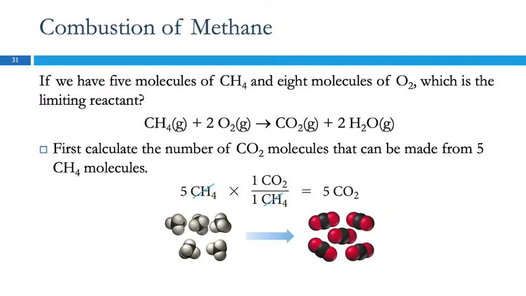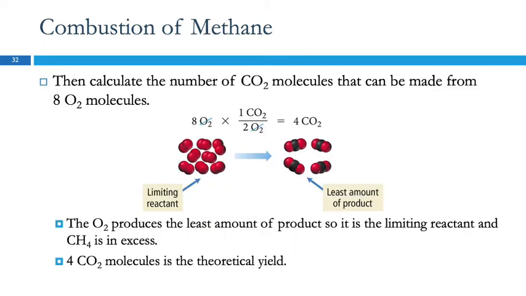Let's just go back here. So there's 2 of these for every 1 of those. So the methane would make 5, but the oxygen would only make 4. The reaction stops when you run out of an ingredient, a reactant. And so this is the most that can be made. So the oxygen is the limiting reactant, and the amount of product it can make is the theoretical yield. Any questions?